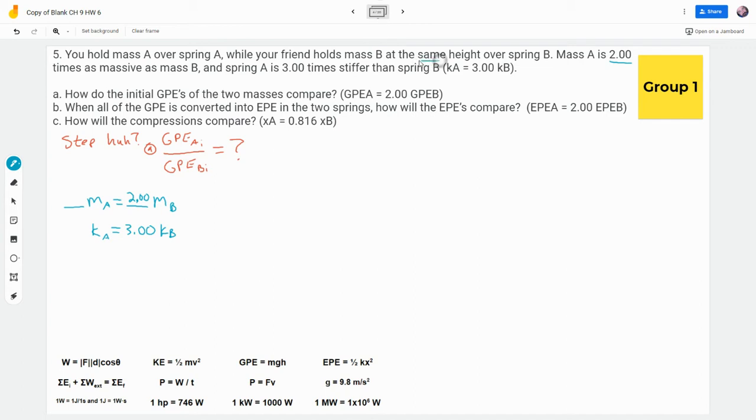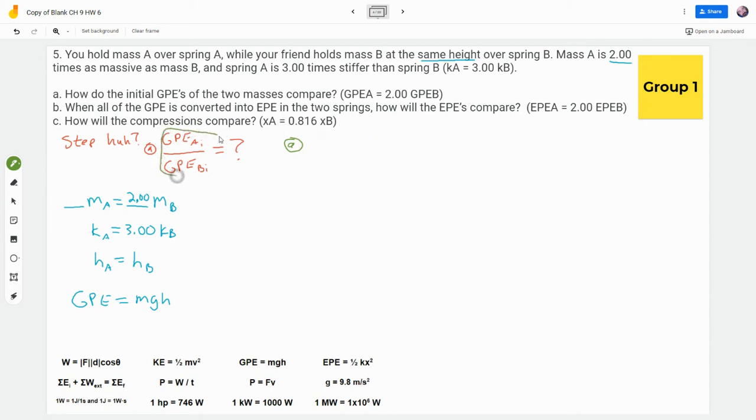And we know one other thing. We know these things are at the same height. That's going to end up being important. So how does height of A relate to height of B? Well, it's the same thing. So h of A and h of B. So where do we go from here? We want the initial GPEs, so let's write the formula for GPE at this point. GPE is equal to MGH.